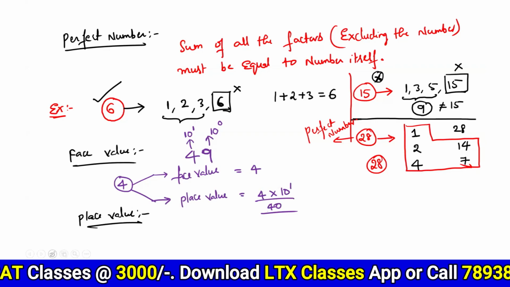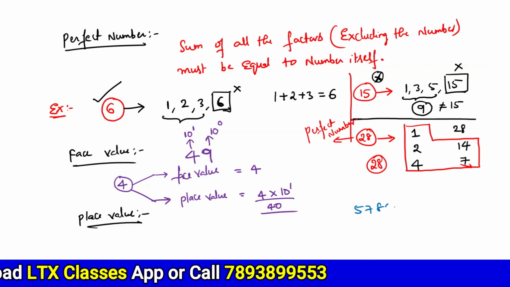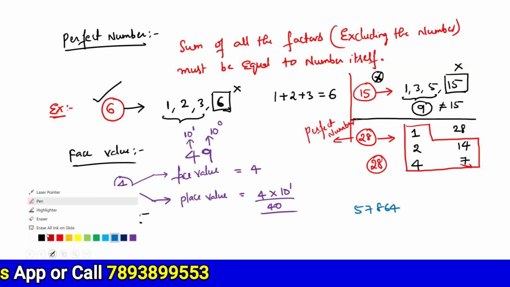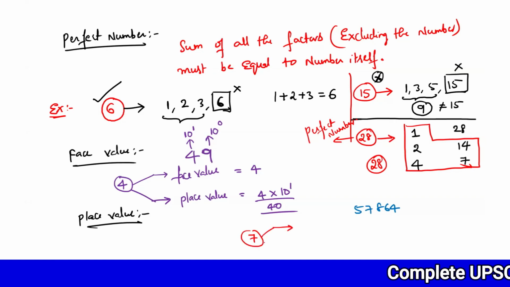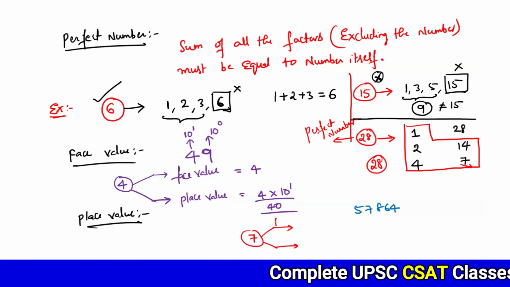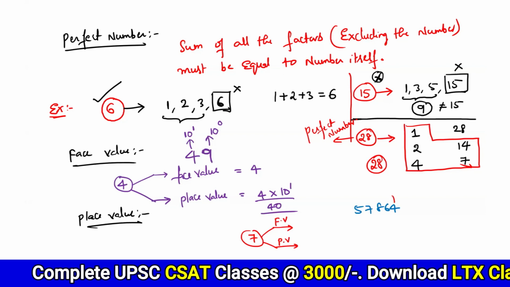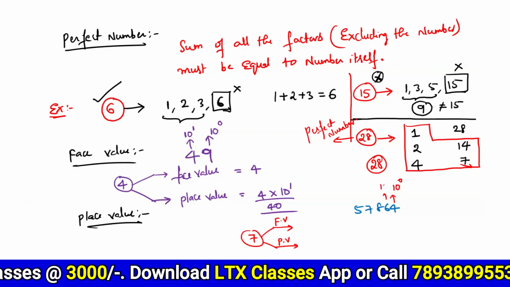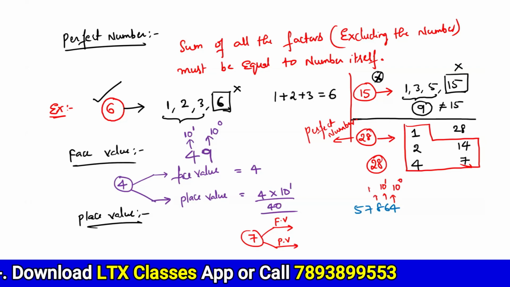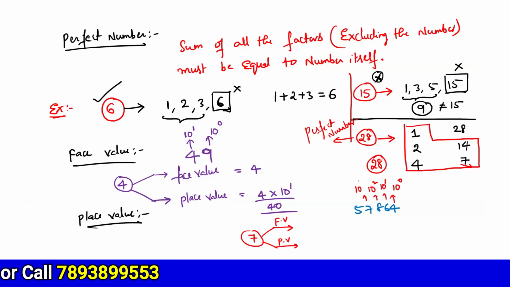Like this, if suppose they are giving you a number, let us take a 5-digit number, 57864. Okay. And they are asking about face value and place value for 7. Now tell me, how do you write this? It is 10 to the power of 0, ones place. Next, 10 to the power of 1. Next, 10 to the power of 2, hundreds place. Next, thousands place, which is 10 to the power of 3.